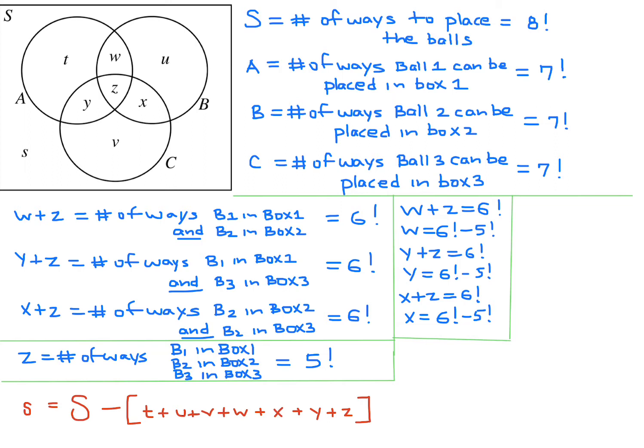And now I have to figure out values for t, u, and v. Well, t, this circle right here that represented by a, is t plus w plus y plus z, correct? And we had said that is equivalent to a, which is 7 factorial. So put that here, 7 factorial.